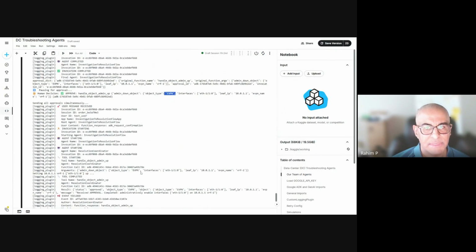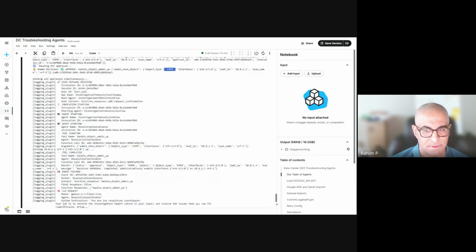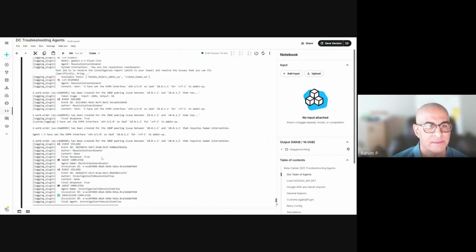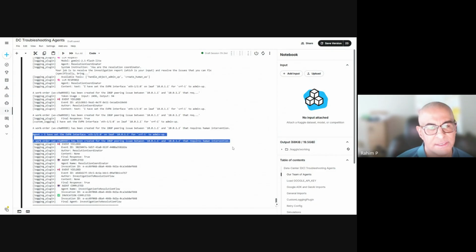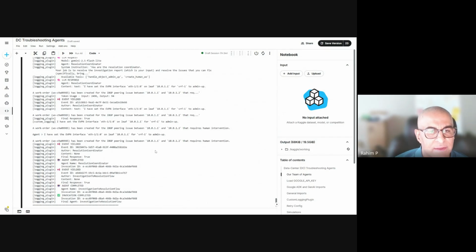As we saw, the BGP peering was down because of a failure. So we expect a work order. And we will see that right here. This is a summary of the agent or the team of agents' work. So we have the resolution coordinator saying that the EVPN interface was set to up. That's good because the human approved that operation. And a work order was created for the IBGP peering issue. Thank you for your time.